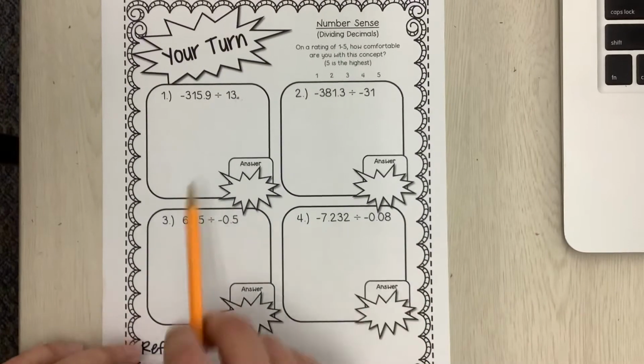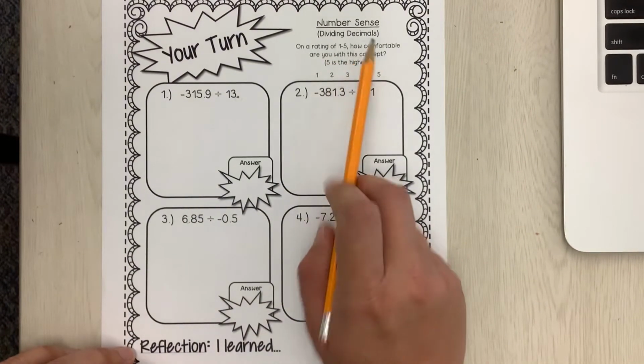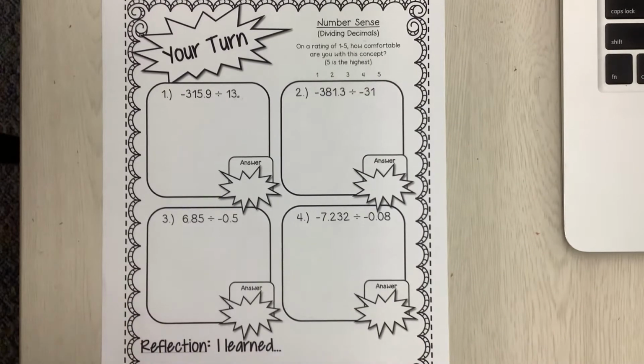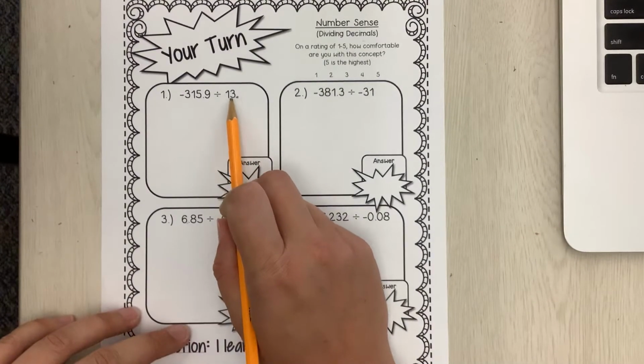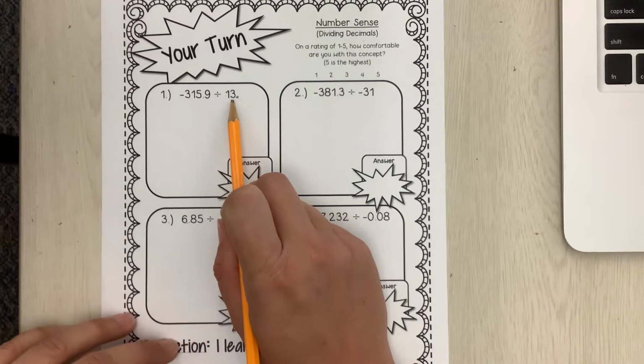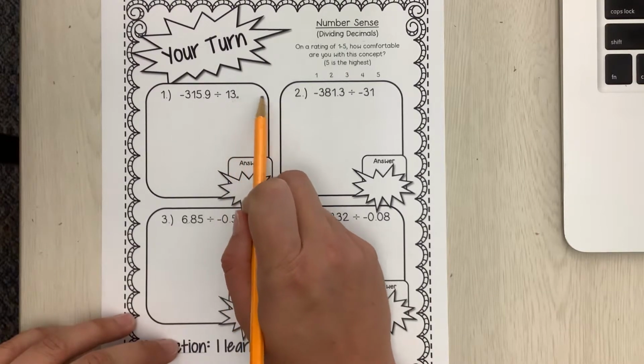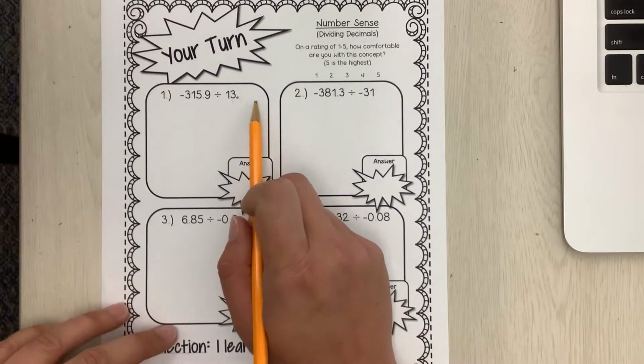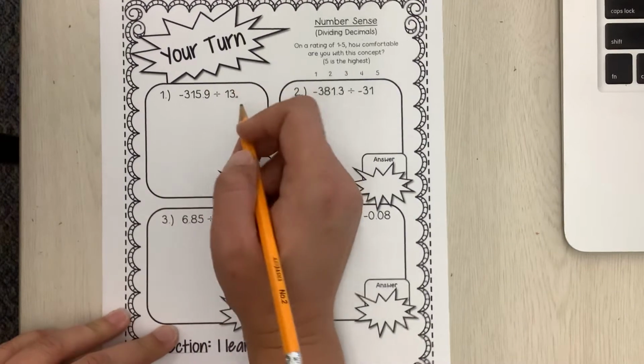Let's go ahead and answer these 4 problems for dividing decimals. So the first thing that we're supposed to do is check and make sure that our divisor is a whole number. Yes, our 13 is a whole number. There's no numbers after a decimal, so we're okay. So let's go ahead and line this up.